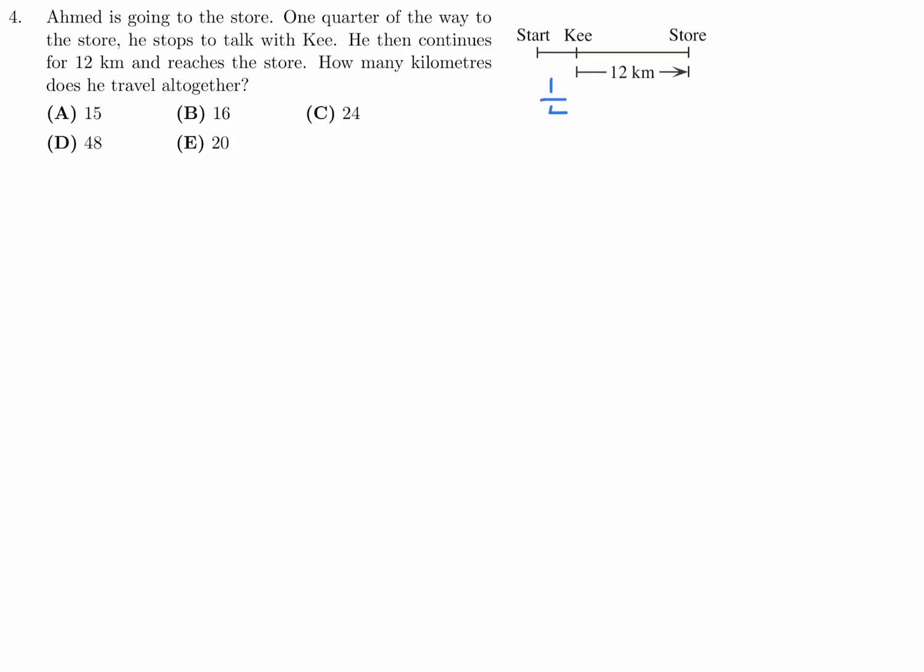1/4 represents from the start to when he meets Key, and therefore the other part would be 3/4 from Key to the store. So 3/4 of the total distance, which I will call D, is represented by 12 kilometers. So this is the equation we have to solve. D is therefore 12 times 4 divided by 3, and that is 48 over 3, which is 16. So the total distance is 16, and therefore number 4, the answer is B.